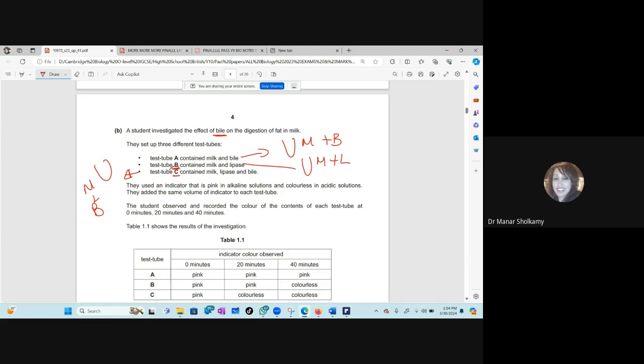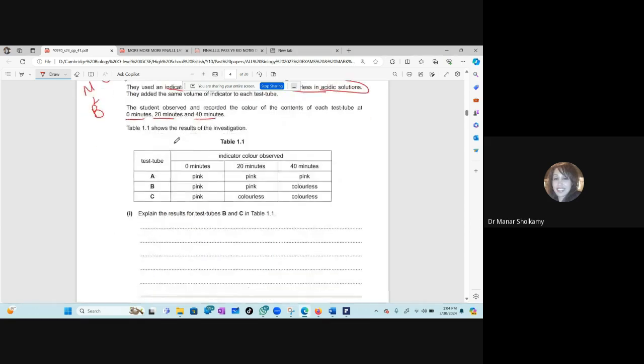C, of course, because it contains everything needed for the digestion of fats. They used an indicator that is pink in alkaline solutions and colorless in acidic. They added the same volume of indicator to each test tube. The student observed and recorded the color of the contents of each test tube at 0 minutes, 20 minutes, and at 40 minutes. And the table shows the results of the investigation.